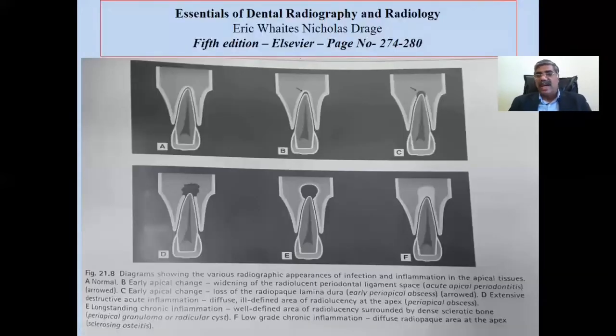So the final message is that periapical pathology, from the pathological concept, is divided into apical periodontitis, early stage of periapical abscess, chronic periapical abscess, a periapical granuloma or a periapical cyst based on the size, and the last one is condensing osteitis.